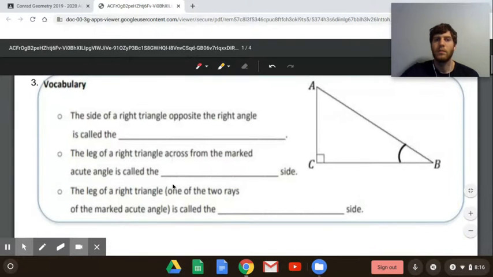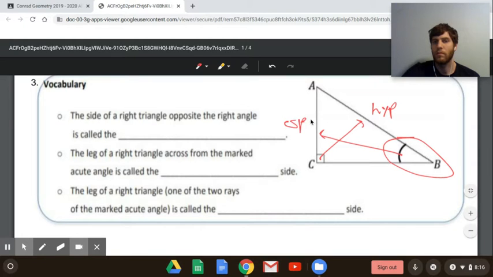Number 3, we have a right triangle. The sides of a right triangle opposite the right angle. So across from the right angle, again, we just mentioned that is your hypotenuse. Right across from the right angle is your hypotenuse. The leg of a right angle marked across from the marked acute angle is the opposite.